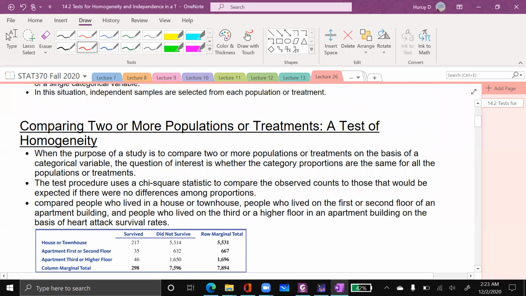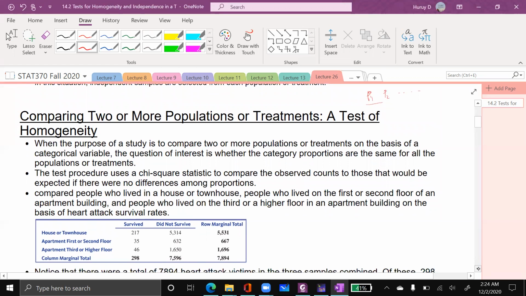The concept is the same. The only difference is the purpose, okay? For the one that we saw last time, it was to compare P1, P2, and so on and so forth. If you have more than two groups, and you wanted to see if each proportion is the same as the hypothesized value or not, then we use the goodness of fit, okay? But here we are checking the homogeneity among the groups. And you will see what I mean by this.